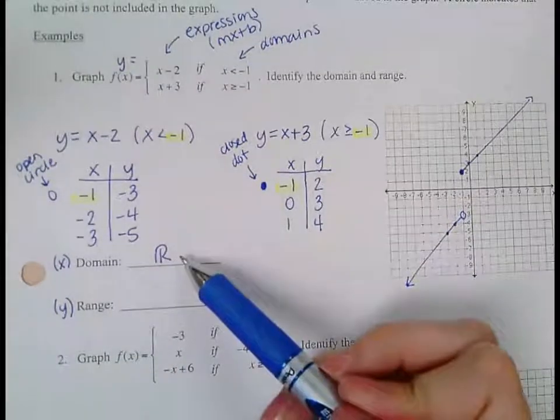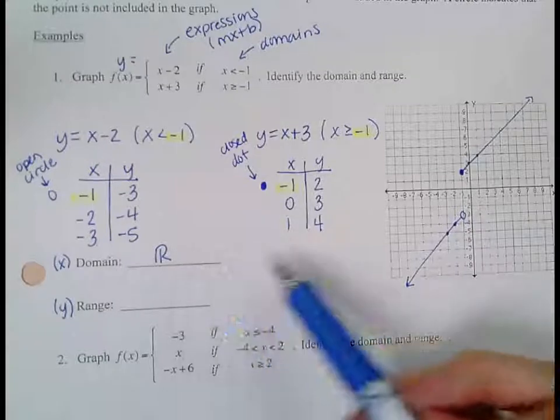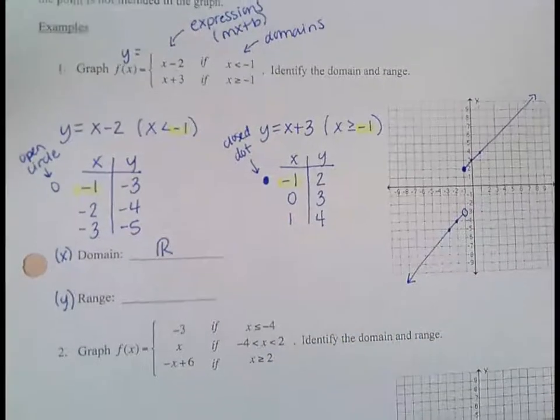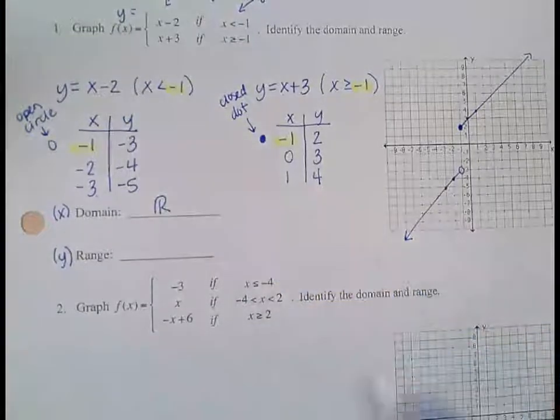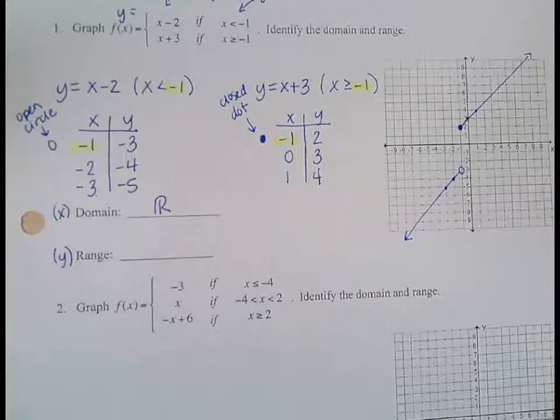You can make the all real number symbol. You can actually write out all real numbers. And the domain, I would say most of the time is all real numbers. It's not always, so don't just get in the habit of filling that in as all real numbers every single time. It's not always that way.